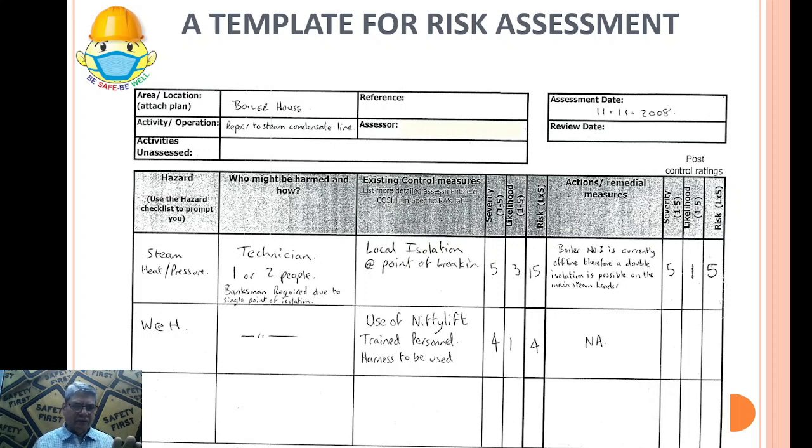So these are the columns: what is the hazard, who might be harmed and how, existing control measures, existing rating, what action or remedial measures are recommended, and after that, what the risk rating will be. These are the common columns you find in a template for risk assessment. The same columns are again reflected in the CAPA registers. So you can very well use this template, as well as modify it according to your requirement when you use it at your place.